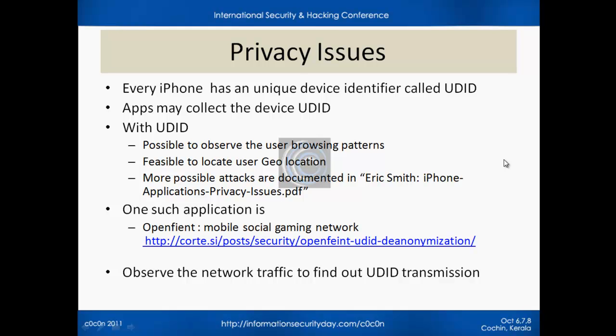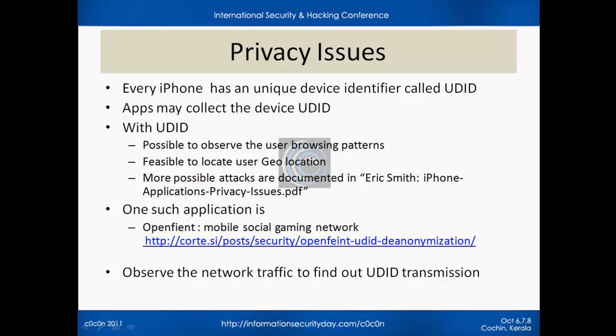Privacy issues. Every iPhone has a unique device identifier. In short, we call it UDID. UDID is burned into the device and we cannot change it. Apps may collect these unique identifiers to track the user's behavior. With the UDID, it is possible to observe the user's browsing patterns and user specific information like Facebook profiles and pictures, and it is possible to trace out the user's geolocation.